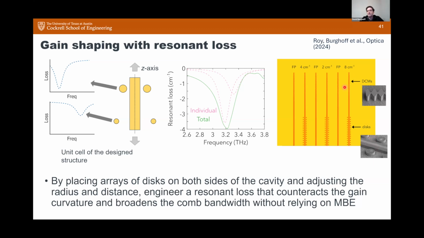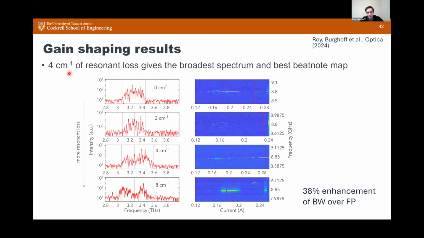These QCLs end up looking quite complicated because they have both DCMs and disks on them. You can position the disks at different distances from the laser, so you get different strengths of coupling, and also different frequencies by changing the diameter of the disks. This is a very nice and flexible strategy for engineering the shape of the gain spectrum. We showed that if you do it just right, with just a little bit of loss, you can broaden the gain spectrum by about 40%.